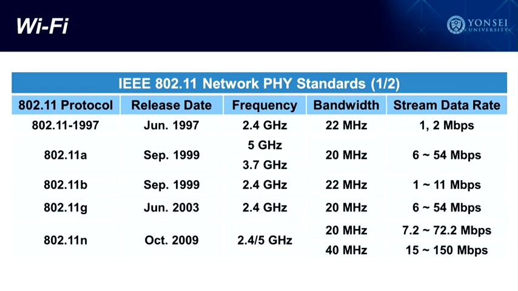The frequency range was focused at 2.4 gigahertz, and the bandwidth was 22 megahertz. The stream data rate was 1 or 2 megabits per second. The next one that came out was the 802.11a and b, and these were released in 1999. Now, the 802.11a is capable of 5 gigahertz and 3.7 gigahertz. Their bandwidth is 20 megahertz, and the data rate increases are really what are interesting. They are able to go up from 6 all the way up to 54 megabits per second.